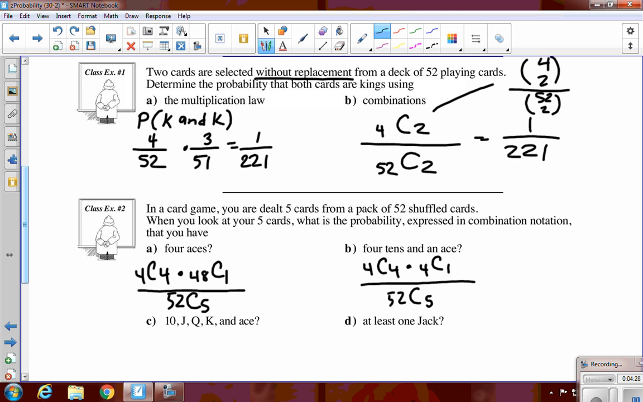Just a word to the wise here. If you're actually crunching this out in your calculator, I would probably suggest do the top and then write down that answer. Do the bottom, then write down that answer. Try not to do everything all in one step because sometimes that's going to lead to some massive confusion.